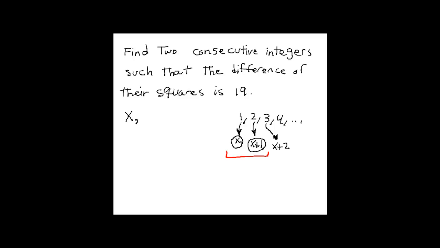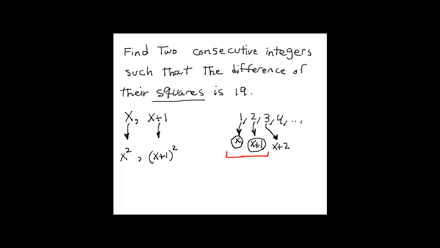So if the first integer is x, the next integer is x plus 1. Now they're talking about the difference of their squares. Let's take a look at the squares. If the first one is x, its square would be x to the power of 2, right? If the next one is x plus 1, its square would be x plus 1 squared. Does that make sense? So their squares look like this.